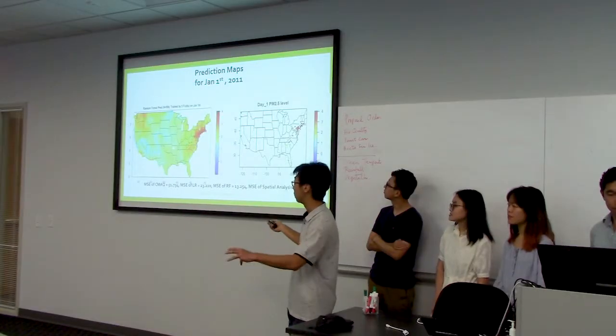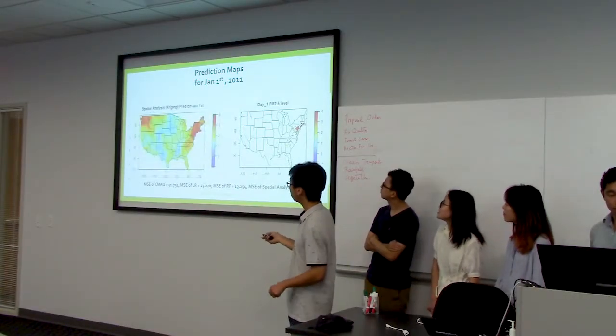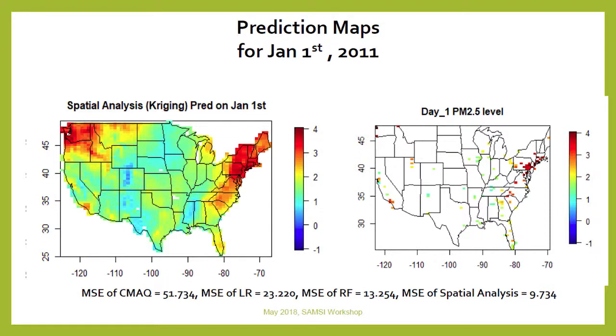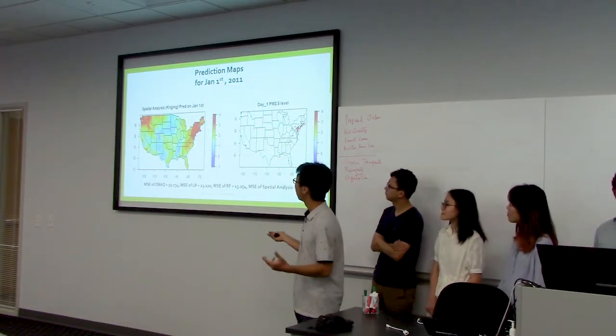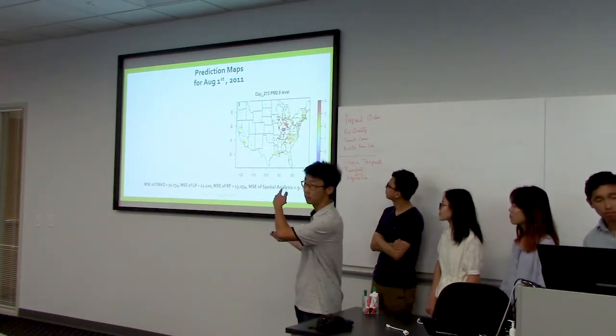It just, everything is smooth. And for our spatial analysis model, you can see it's actually doing a lot better, and it's interpolating more smoothly. Yeah. So we can see the same pattern for another day's measurement on August 1st.